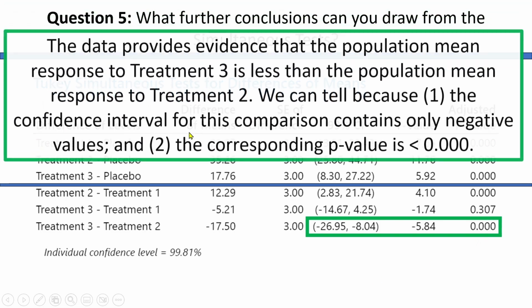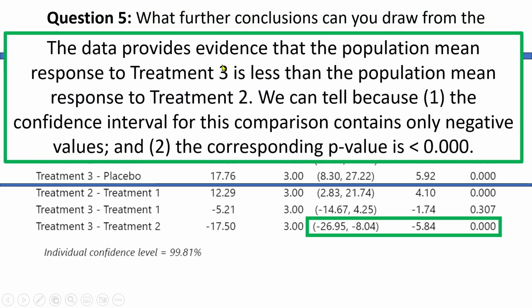And so we can say that the data provides evidence that the population mean response to treatment 3 is less than the population mean response to treatment 2. We can tell because first, the confidence interval for this comparison contains only negative values, and second, the corresponding p-value is very small.